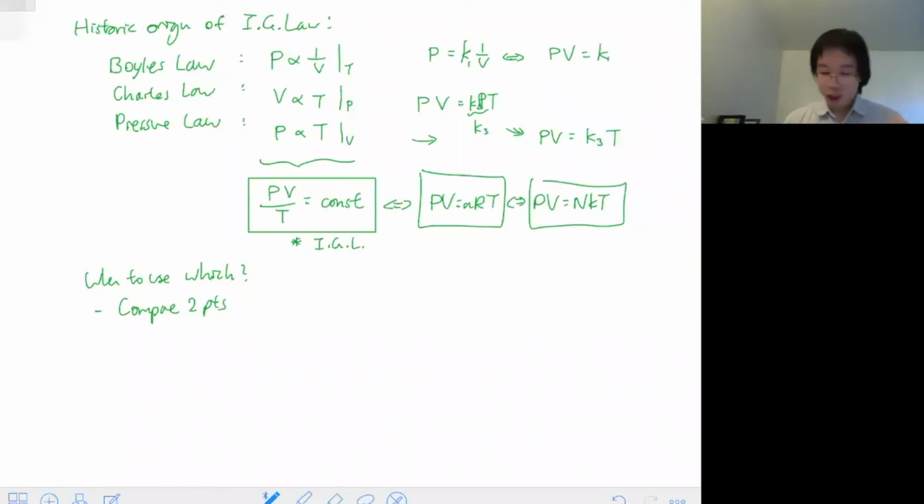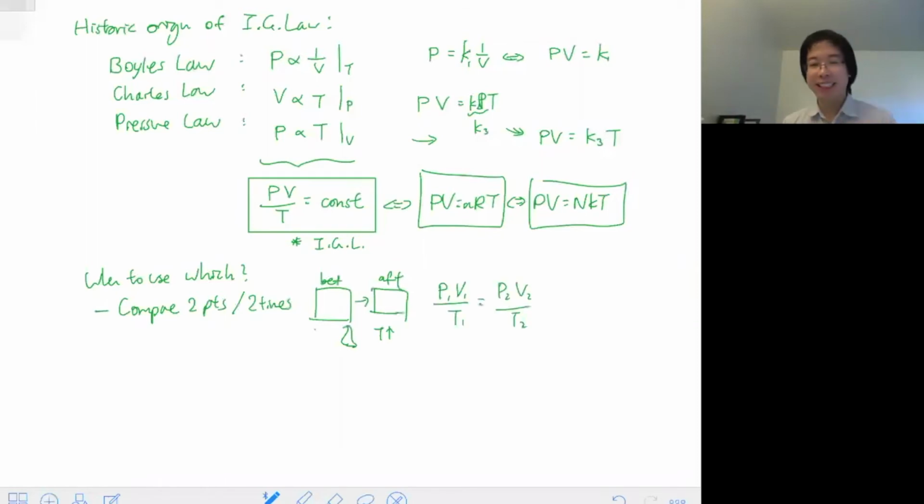Now, also alternatively, you can compare 2 times. So you can actually have a before and after. This is actually quite popular in thermophysics. Before I heat it up, and then let's say I burn it, and now I heat it up, so the temperature increases, and then you compare. So how do you compare? You label P1 V1 over T1 equals P2 V2 over T2, like that, right? Just like Bernoulli's equation, just like the continuity equation, all those things.